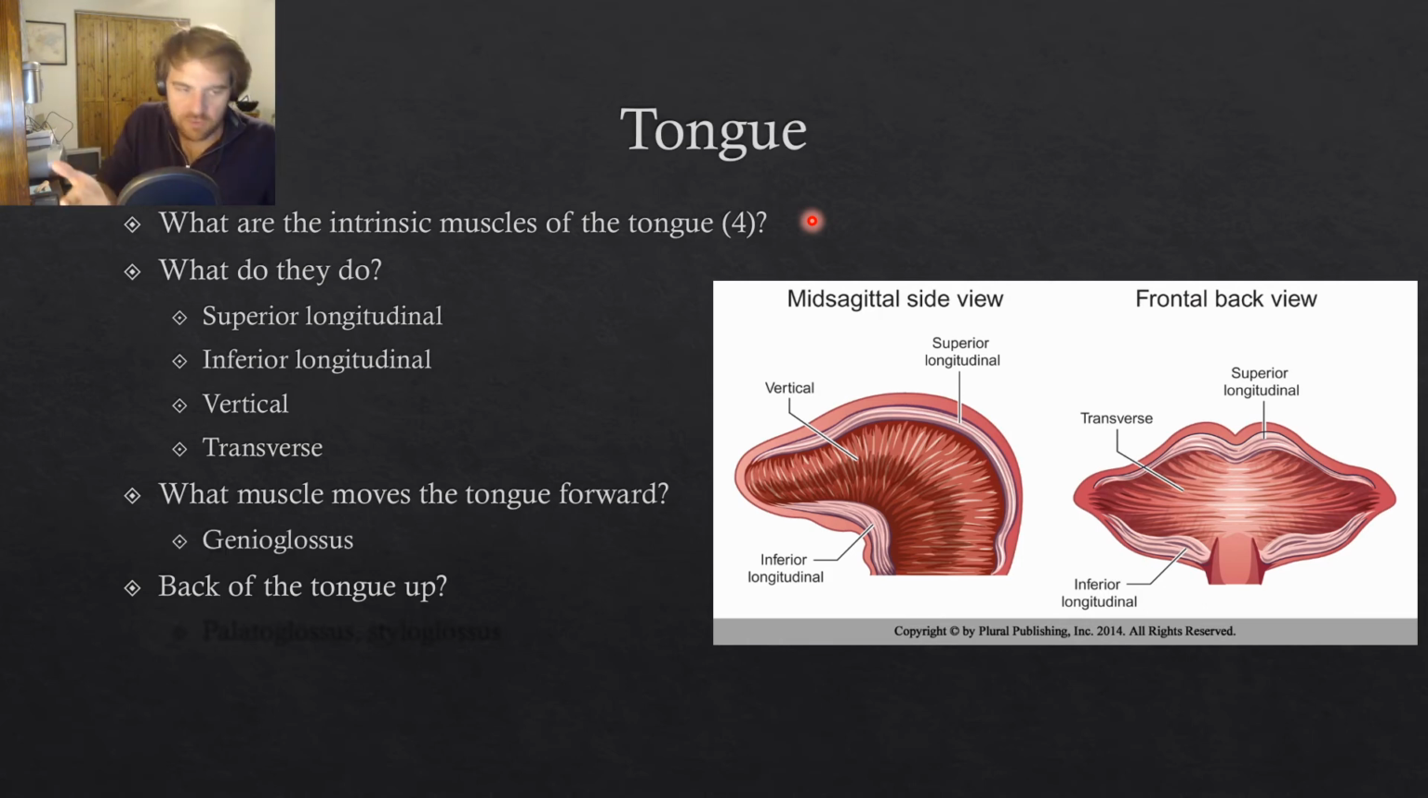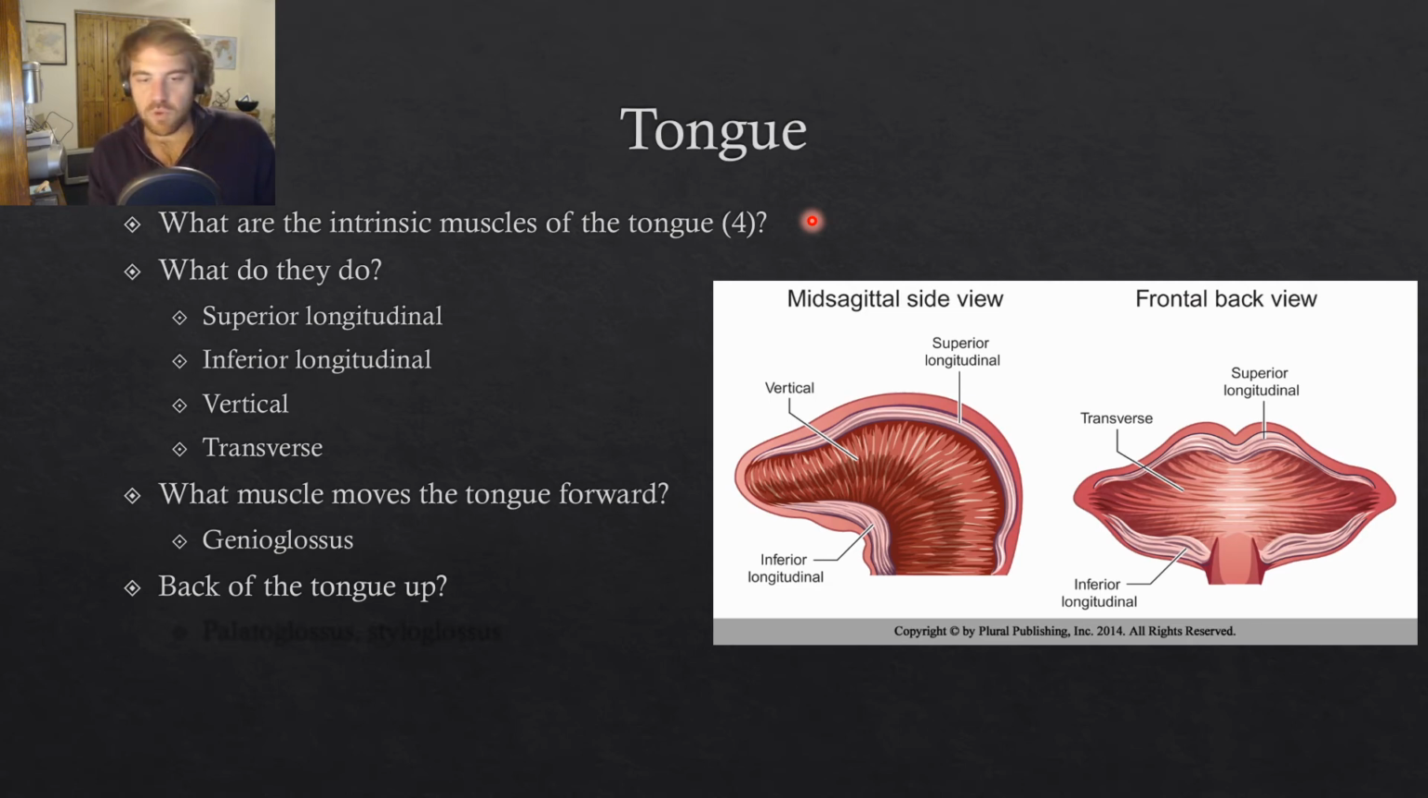Okay, so what muscle moves the tongue forward? The genioglossus. Remember, the genioglossus hooks in about right here, but it hooks onto the tongue back here. So when it contracts, it gets shorter, so it's going to go like that. It hooks in at the back. You can feel it run into your teeth when you're sticking your tongue out. That's the genioglossus running up against your teeth.